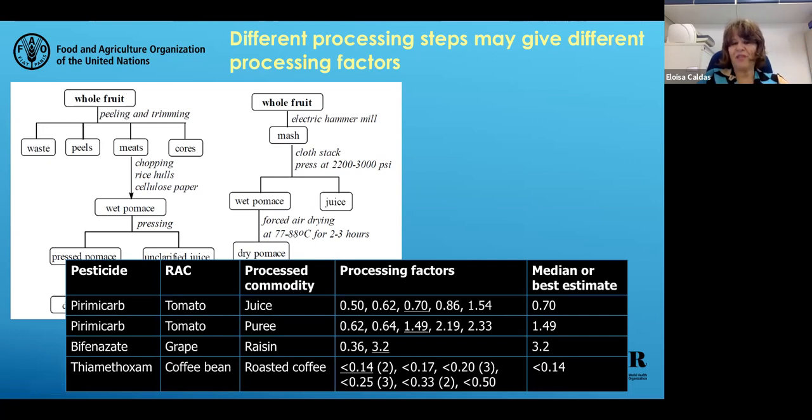Ideally, actually, you wouldn't expect any processing factor above 1 for the production of juice. But in this case, we do have a 1.54 processing factor, which is higher than 1. In most cases, juice has a processing factor lower than 1. In this case, we have 4 values lower than 1, which is most expected, but we do have 1 value that is higher than 1. What do we do with this number?